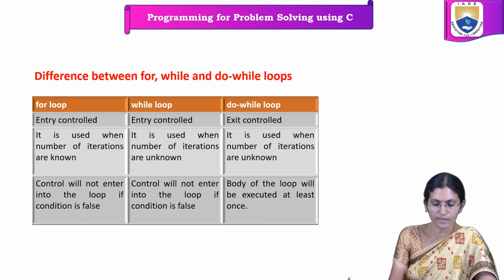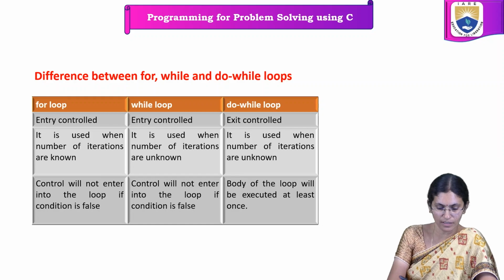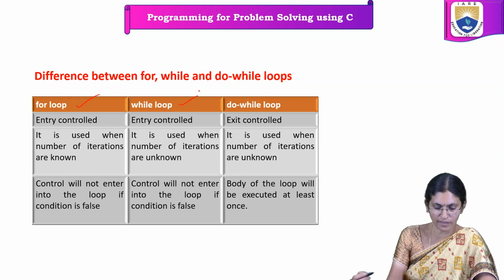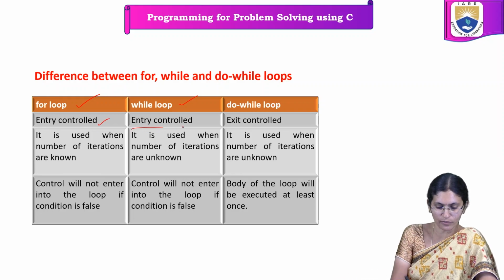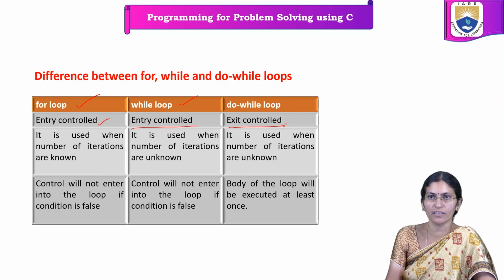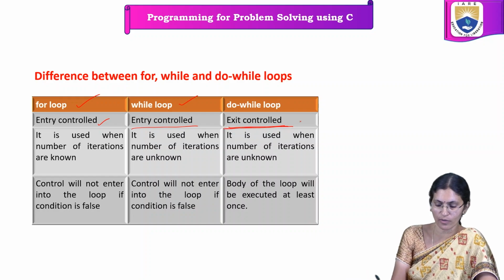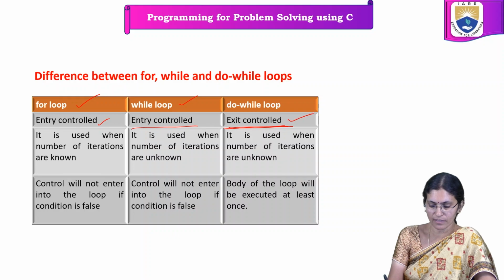Now let us see the major differences between the for loop, while loop and do while loop. From the syntax and the flowchart, we have seen that the for loop and while loop are entry controlled loops. Before entering the body of the loop, the condition is checked. Whereas in the do while loop, the condition is checked after the statements are executed at least once. Therefore, it is called an exit controlled loop.